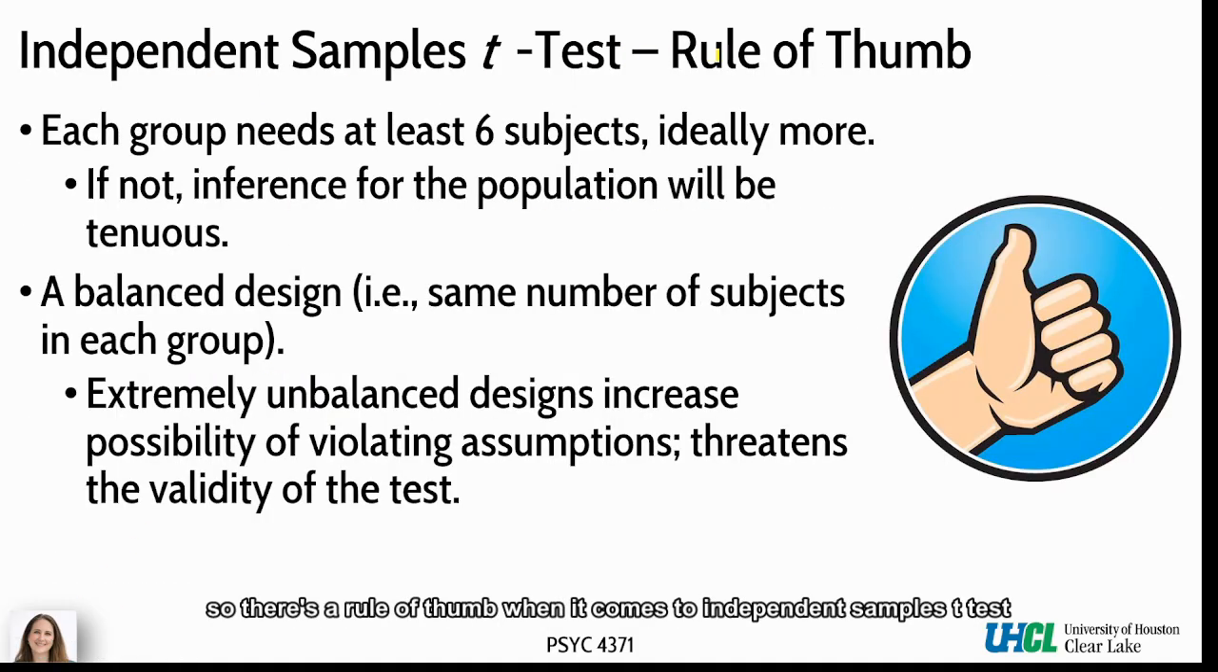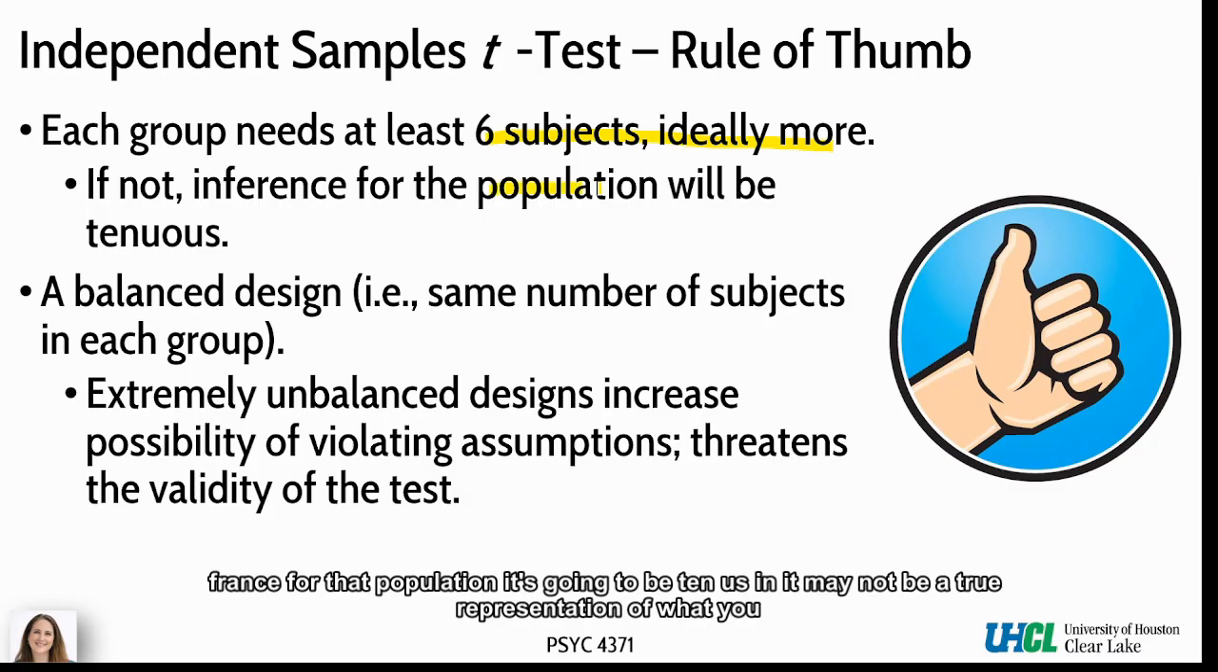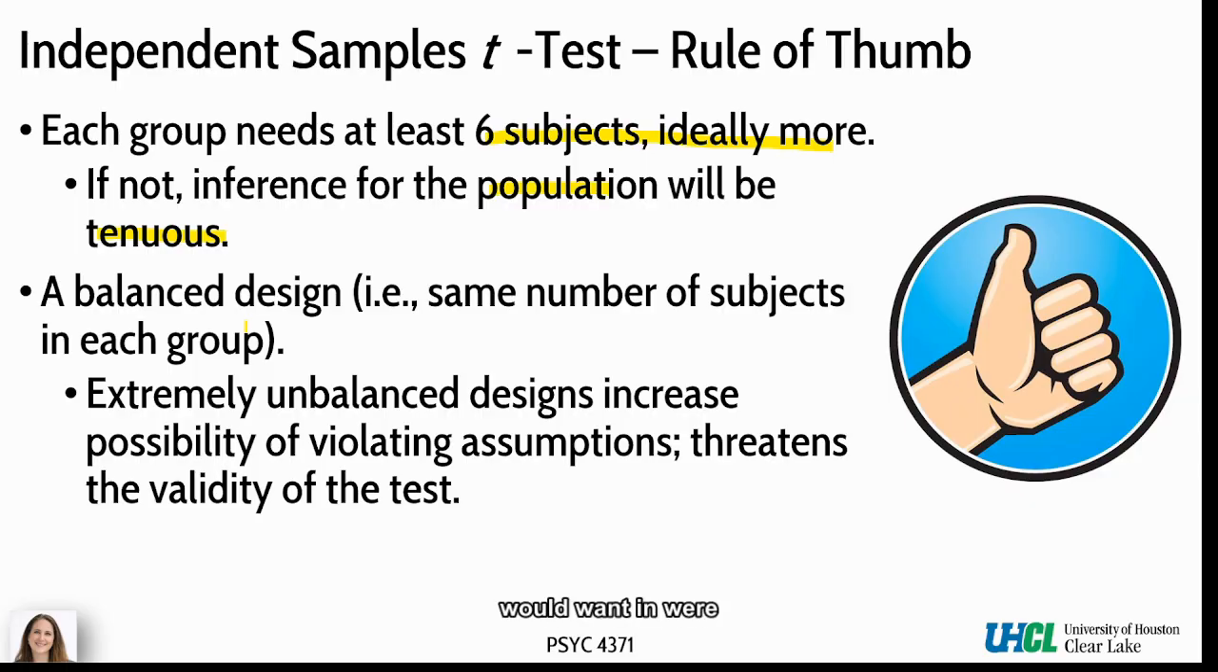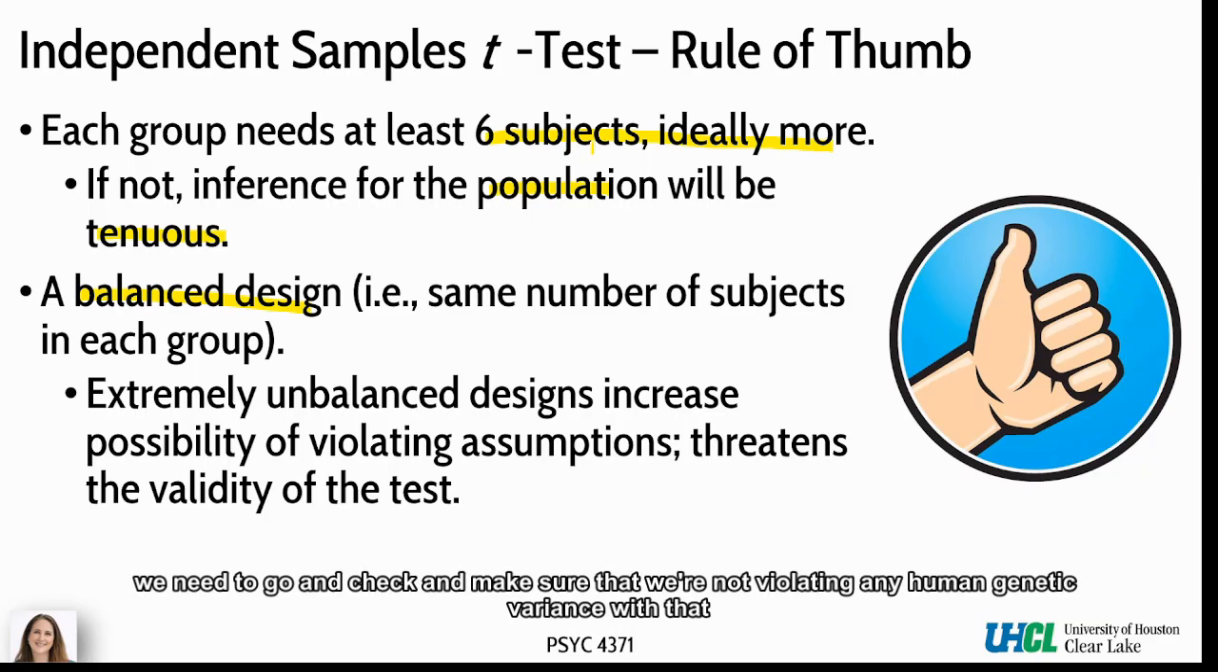There's a rule of thumb when it comes to independent samples t-tests. Each group needs at least 6 subjects. Ideally, you need more than 6. If you fall below 6, when you make an inference for that population, it's going to be tenuous, and it may not be a true representation of what you would want in order to run this particular analysis. You also need a balanced design. That means you need to have more or less the same number of subjects in each group. If I had 6 in one and 10 in another, we need to go and check and make sure that we're not violating homogeneity of variance.